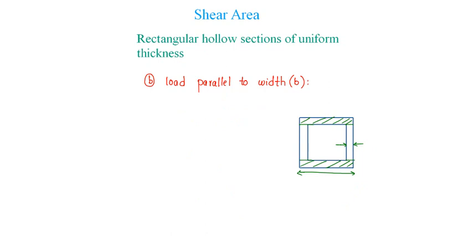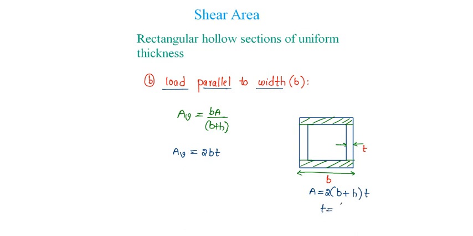Whereas in case of load parallel to width, let us say the width as B and the uniform thickness as t, then shear area is given as B into A by B plus h. This can be proven in this form, where Av is 2 times of B into t. We know total area of the section is perimeter, that is 2 times of B plus h into thickness t. From this, t will be equal to A by 2 times of B plus h. Substituting that here, Av is 2B into t is A by 2 times of B plus h. Out of this, 2 gets cancelled, then Av is given as A into B by B plus h.